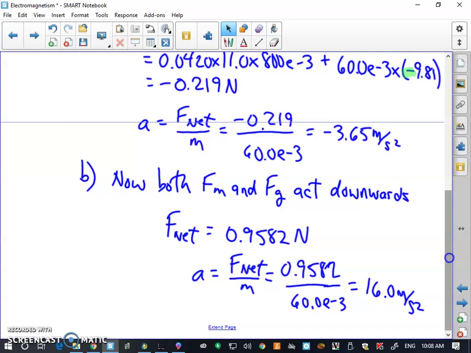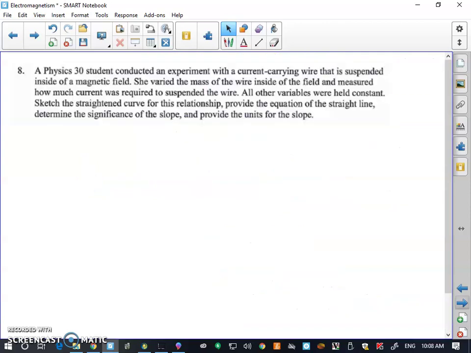All right. And then last one, question number 8. A Physics 30 student conducted an experiment with a current-carrying wire that is suspended inside of a magnetic field. She varied the mass of the wire inside the field and measured how much current was required to suspend the wire. All other variables were held constant. Sketch the straightened curve for this relationship, provide the equation of the straight line, determine the significance of the slope, and provide units for the slope.